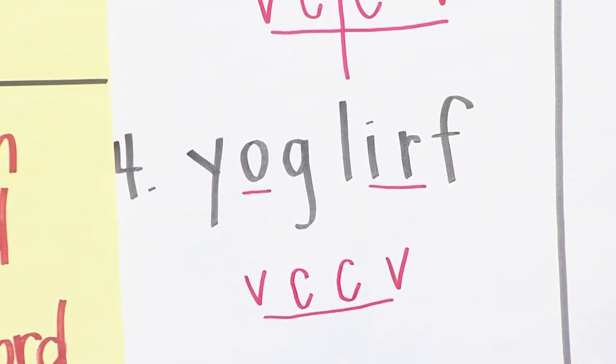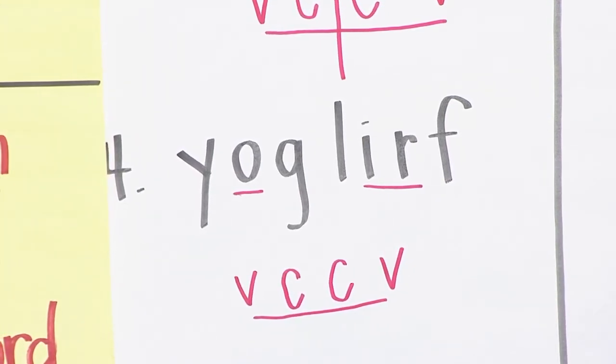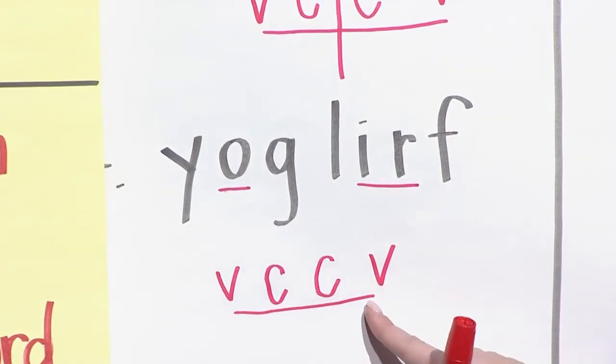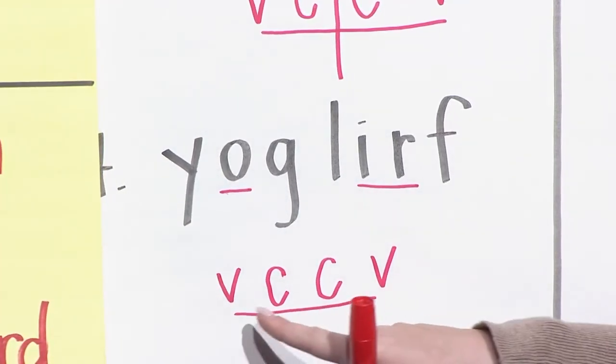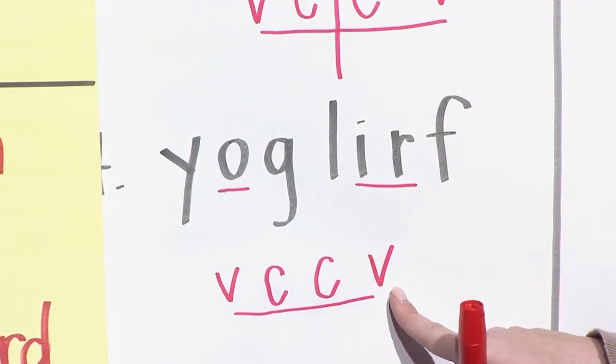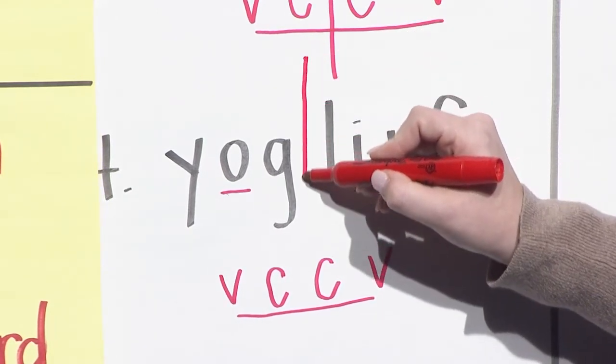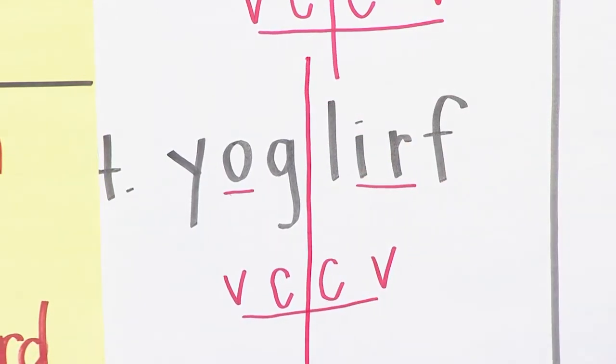What does step 4 ask you to do? That's right, divide using the pattern we notice. What pattern do you notice on our bridge? Vowel, consonant, consonant, vowel. And we know we're going to divide between our consonants. So let's draw a line between consonant G and consonant L.